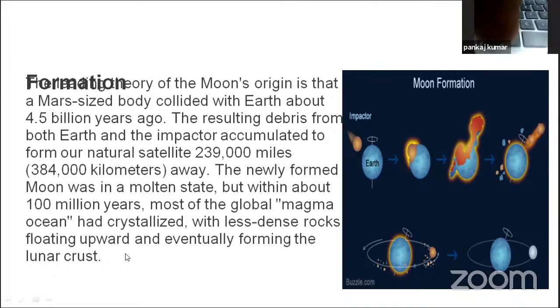Formation of the Moon. The leading theory of the Moon's origin is that a Mars-sized body collided with Earth about 4.5 billion years ago. The resulting debris from both Earth and the impactor accumulated to form our natural satellite, 239,000 miles, 384,000 kilometers away.